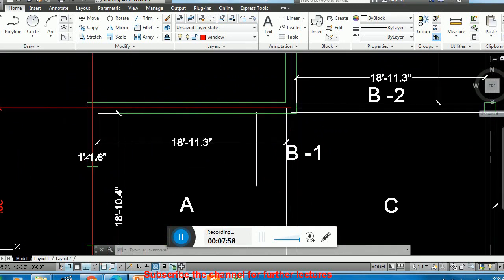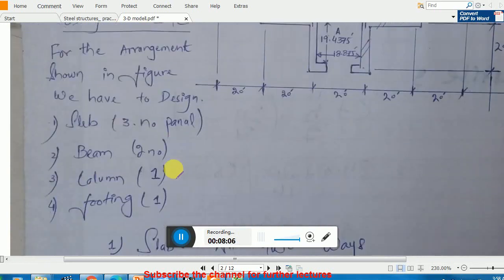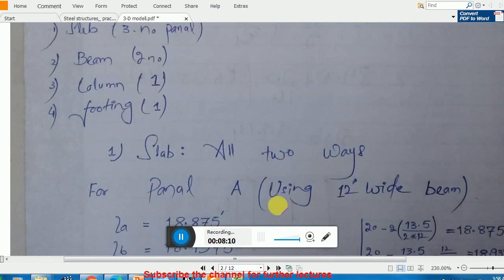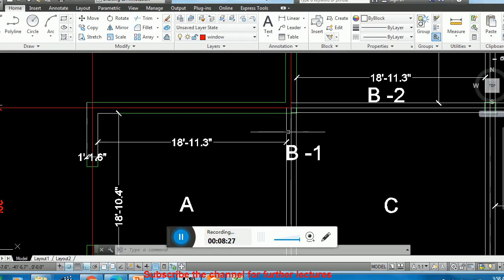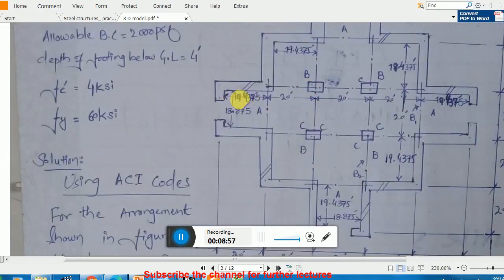Now, to find the clear dimension of panel A, remember that here we are assuming a 12-inch wide beam. This is totally assumed. Due to that, these are the dimensions: 18 feet 11.3 inches. If you convert 11.3 inches by dividing by 12, you get 9.3 or 9.4. Similarly 10.4 divided by 12 gives 87 something. So 18.87 and 18.93 something.